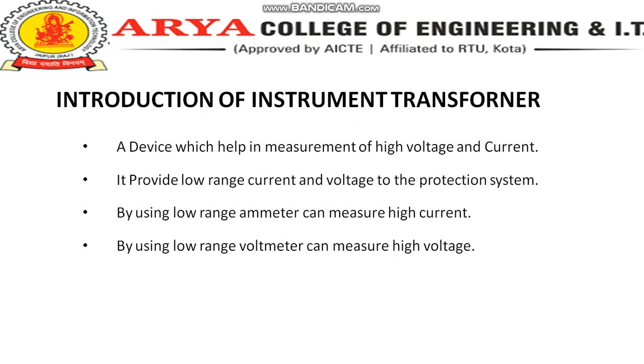First, we discuss the introduction of the instrument transformer, a device which helps in the measurement of high voltage and current. The instrument transformer provides a low value of current and voltage to the protection system. By using a low range ammeter we can measure high current, and by using a low range voltmeter we can measure high voltage.